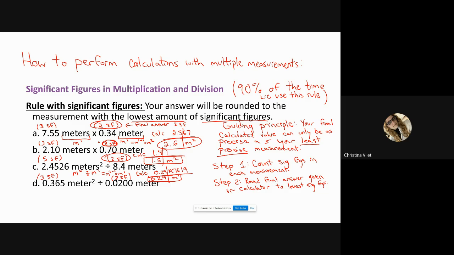So now you're going to do 0.365 divided by 0.02 in your calculator. And your calculator gives you 18.25. We only want to write 3 significant figures, though, because that's the amount of precision we know for sure. And so we cut off after the 2. 18.3. And it would be 18.3. And it's the same situation as the last one, so the unit would be in meters. Yeah, m to the first.